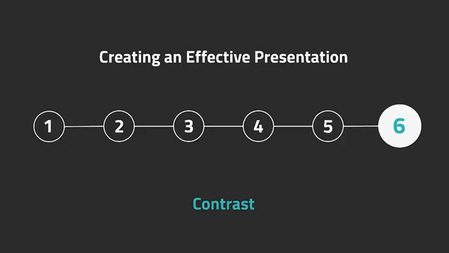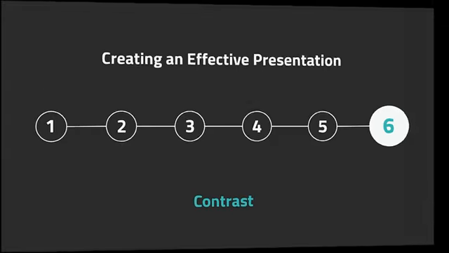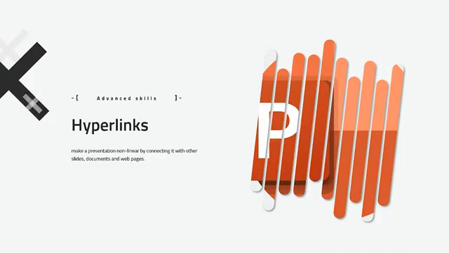Now, let us continue to the next part of this discussion, which is the advanced skill in PowerPoint presentation. We call this hyperlinking. So what are hyperlinks? Basically, hyperlinks make a presentation non-linear by connecting it with other slides, documents, and web pages. We can link our slides or objects in our slides to other slides as well as web pages or documents so that it makes it more interactive and non-linear.